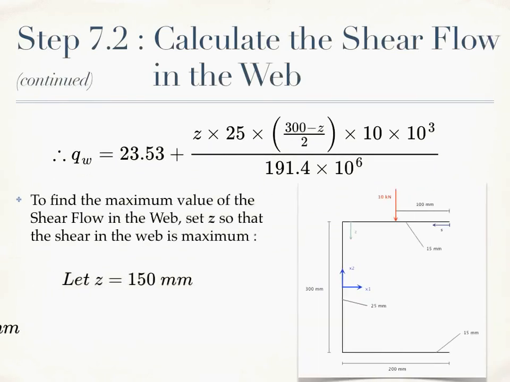Now, by using the equation for shear flow in the web in terms of Z, we can calculate the maximum shear flow in the web. In order to do that, we have to pick a value for Z which maximizes the shear flow in the web, and that value is at the midpoint of the web, which means that Z should be equal to 150 millimeters. Hence, we get a maximum shear flow in the web equal to 38.25 newtons per millimeter.